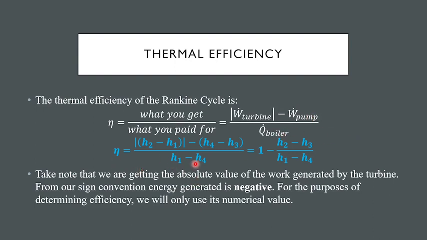We now have our final equation for the thermal efficiency of the Rankine cycle. That is 1 minus (H2 minus H3) over (H1 minus H4). You don't need to memorize this equation because this is just derived from our definition of the thermal efficiency. So in case that you forgot this equation, you simply take a look at your diagram for the Rankine cycle and then characterize what you get over what you paid for. That is the thermal efficiency of the cycle.